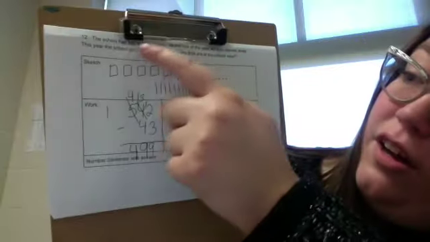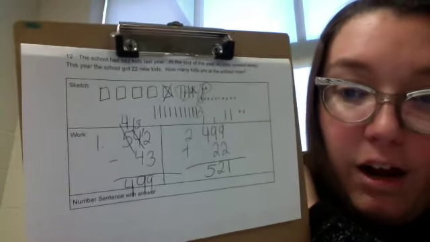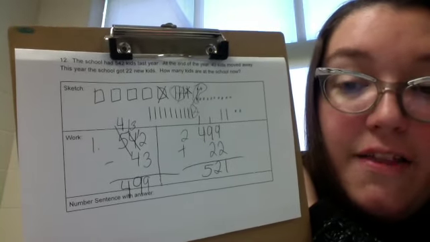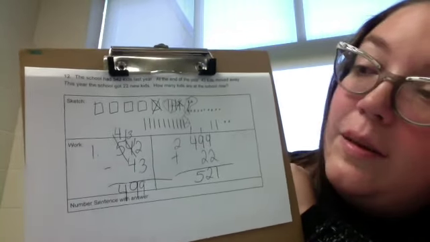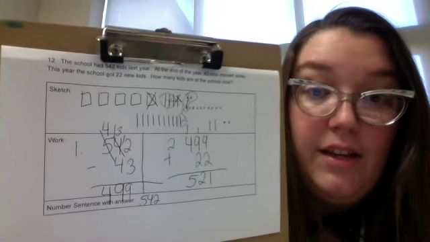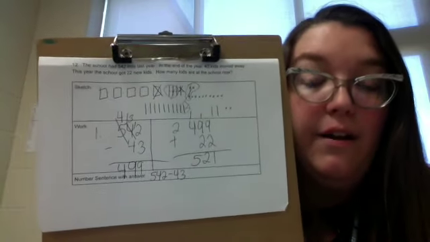So what's our number sentence? Again, let's look at all 3 of those numbers that we started with in our problem and make a number sentence with our answer and then a statement. So we have 542. That's the first number I need to start off with. Well, what did we do next? At the end of the year, 43 kids moved away, minus 43. This year, the school got 22 new kids, plus 22.